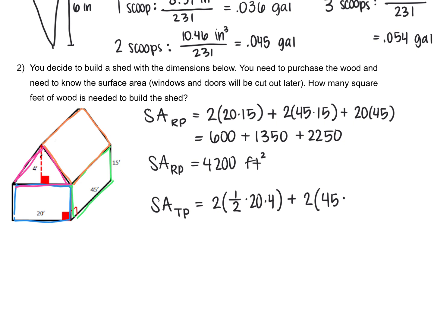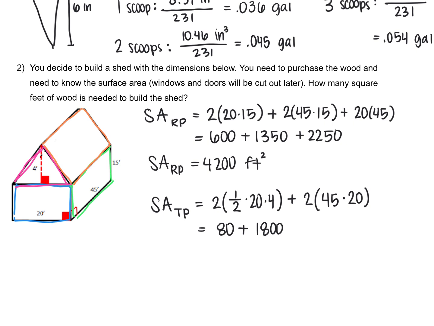Now, unless you're told otherwise, we're going to go ahead and say that that's an equilateral triangle. Most of the time when we do triangular prisms, the bases are going to be equilateral triangles. So all 3 sides are going to be 20. So we'll have times the 20. Now I can go ahead. We'll have 1/2 times 20 times 4, and then times 2. So the 2 and the 1/2 are going to pretty much cancel each other out, and we'll have 80. And then we have 2 times 45 times 20, which is 1,800.